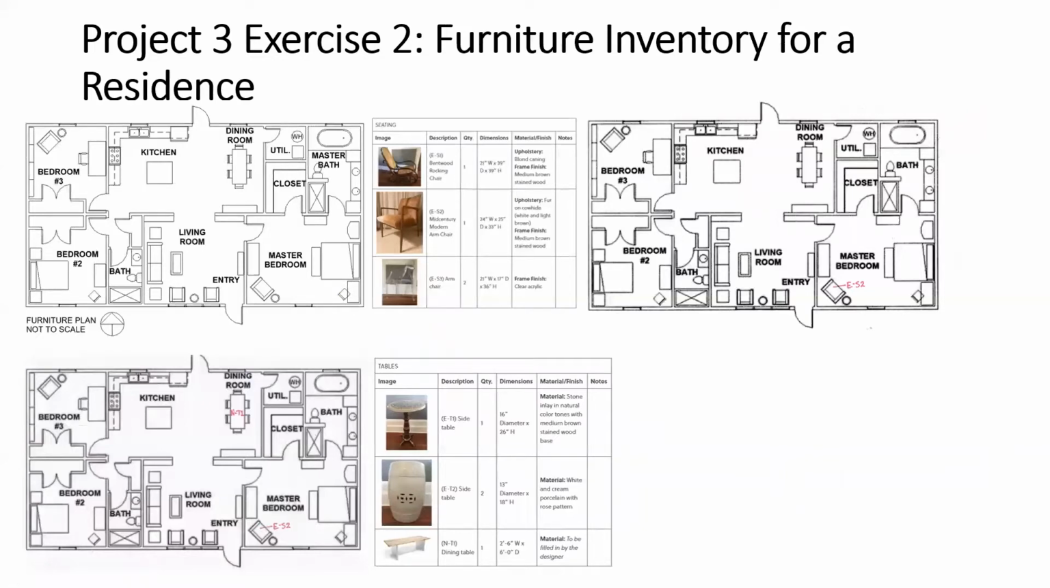Exercise 2 is where you're developing the furniture inventory for this residence. Now, you already have a floor plan drawn to scale that you've received in the previous exercise. But now this floor plan has been overlaid with furniture. And so for this assignment, I want you to imagine that your boss has said, okay, this is the furniture plan that we're going to use for this residence.